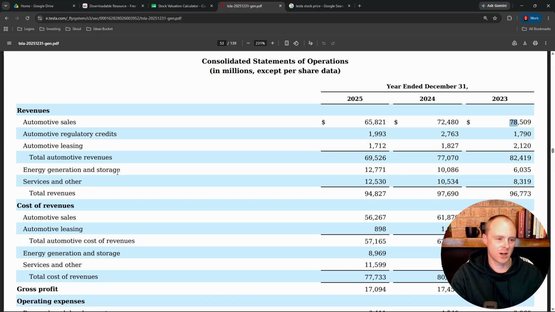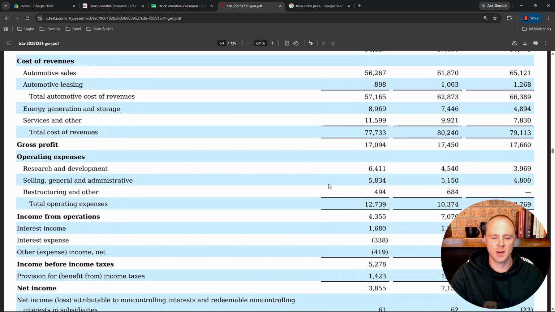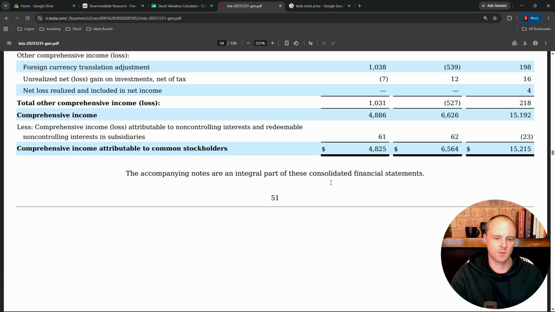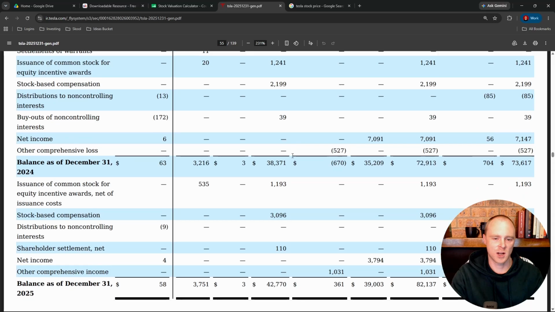And what about energy generation and storage? They've got a couple other divisions, and then they also have services and other. You can see that it's grown from 6 to 10 to 12, and then 8 to 10 to 12 billion as well. So there's some growth within the business that's masking these automotive sales that have dropped. And what's that come out to in net income? Well, it has been decreasing as well.